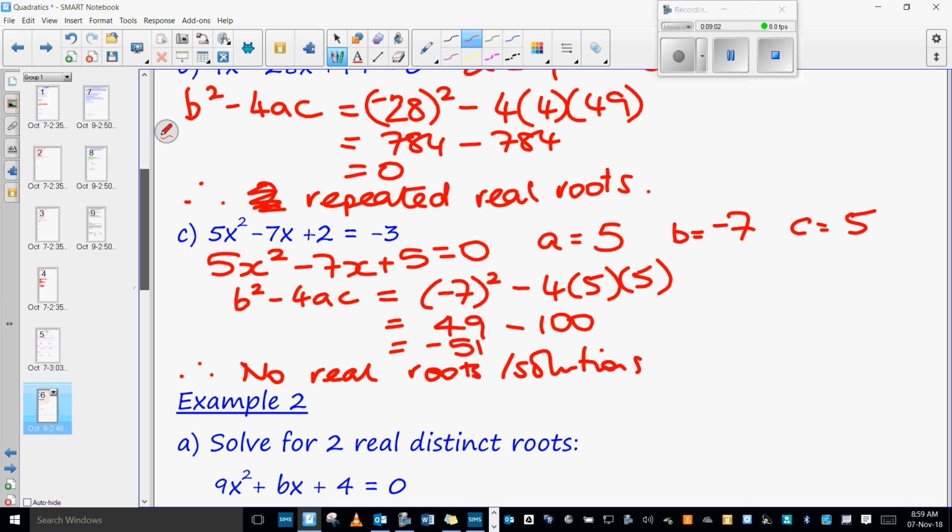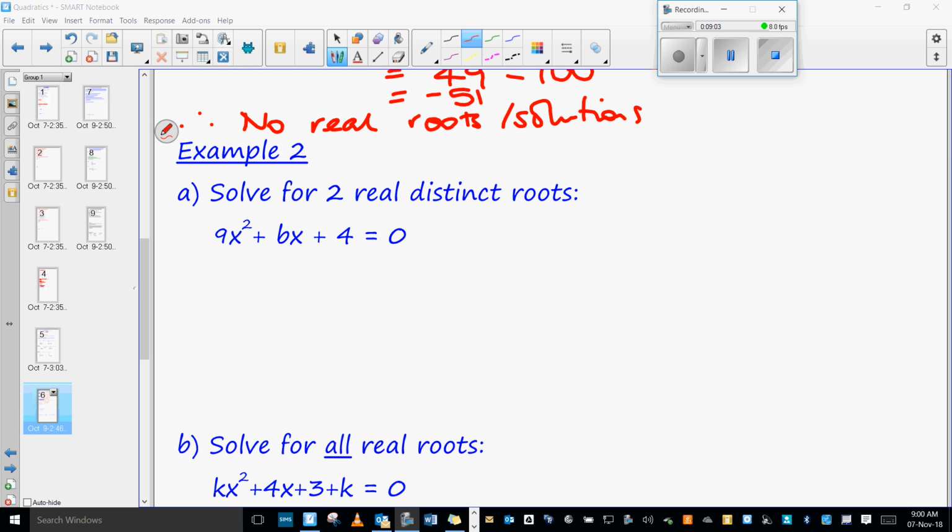Unfortunately, you're unlikely to get those math questions, they're just there for you. You're more likely to get these kinds of questions. It says solve, so the fact that it says solve means that we're going to be finding the value of something. We know it's got two real distinct roots, so there's two different roots.